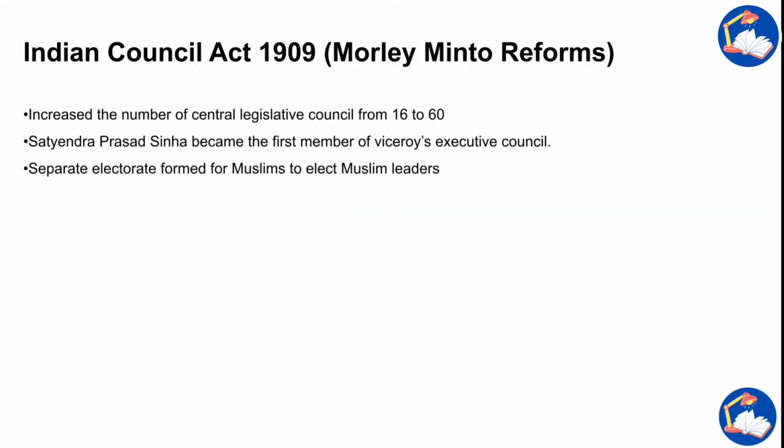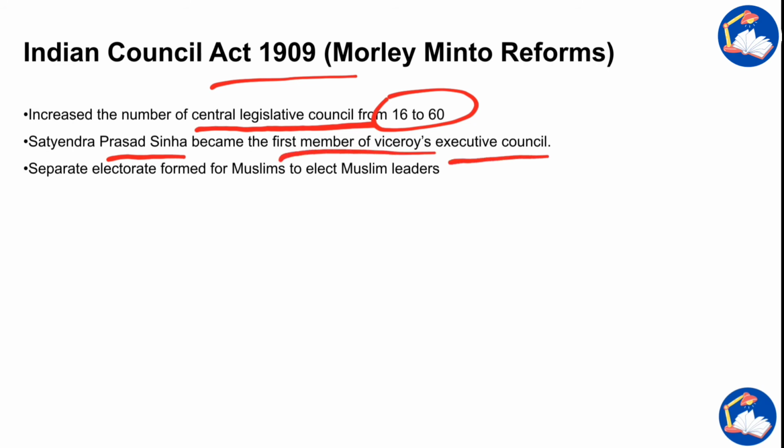Now, the Indian Council Act of 1909, one of the very important Councils Acts, or we can say the Morley-Minto reforms. Lord Minto is considered as the father of Indian communalism or communal electorates. It increased the number of Central Legislative Council members from 16 to 60, and Satyendra Prasad Sinha became the first Indian member of the Viceroy's Executive Council.